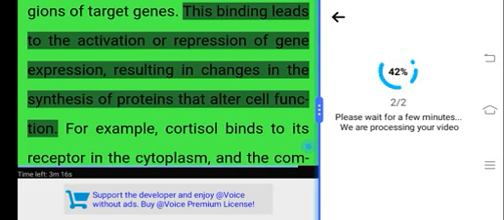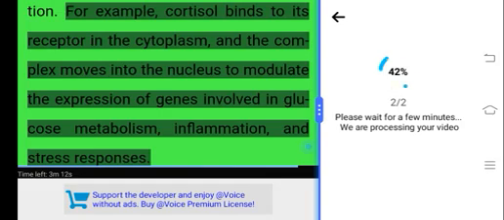This binding leads to the activation or repression of gene expression, resulting in changes in the synthesis of proteins that alter cell function. For example, cortisol binds to its receptor in the cytoplasm, and the complex moves into the nucleus to modulate the expression of genes involved in glucose metabolism, inflammation, and stress responses.